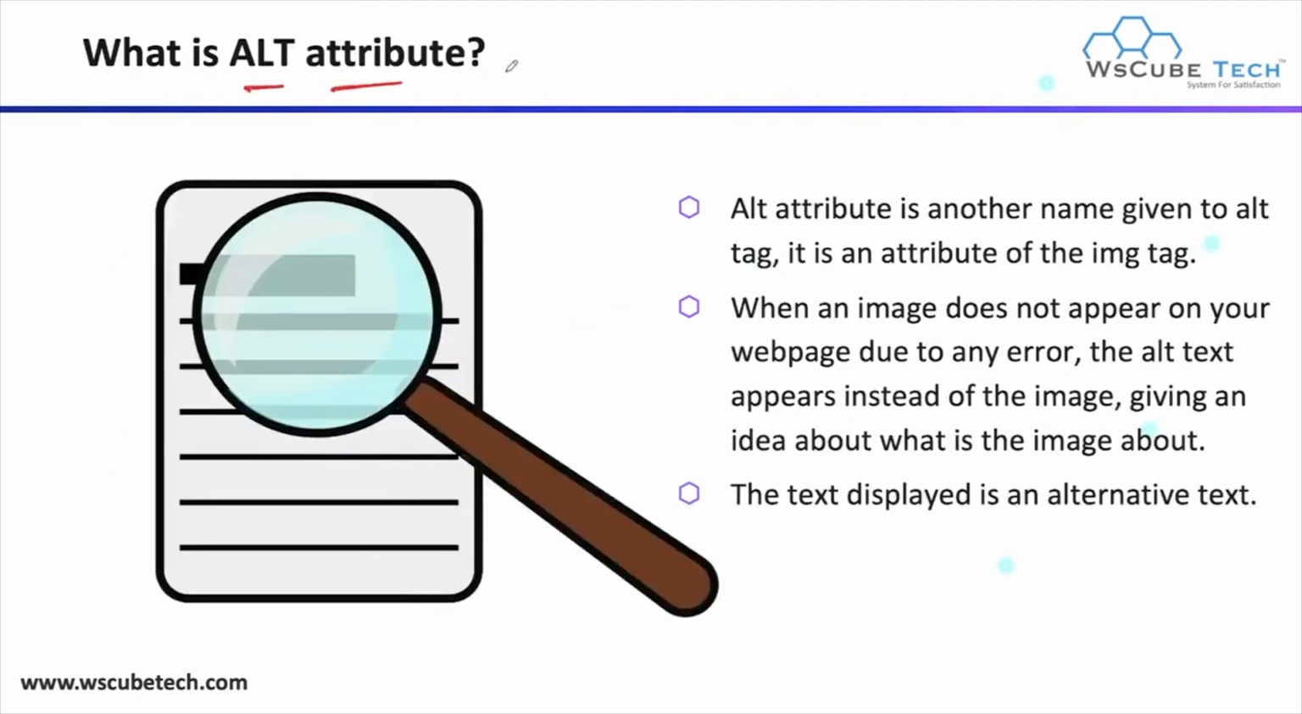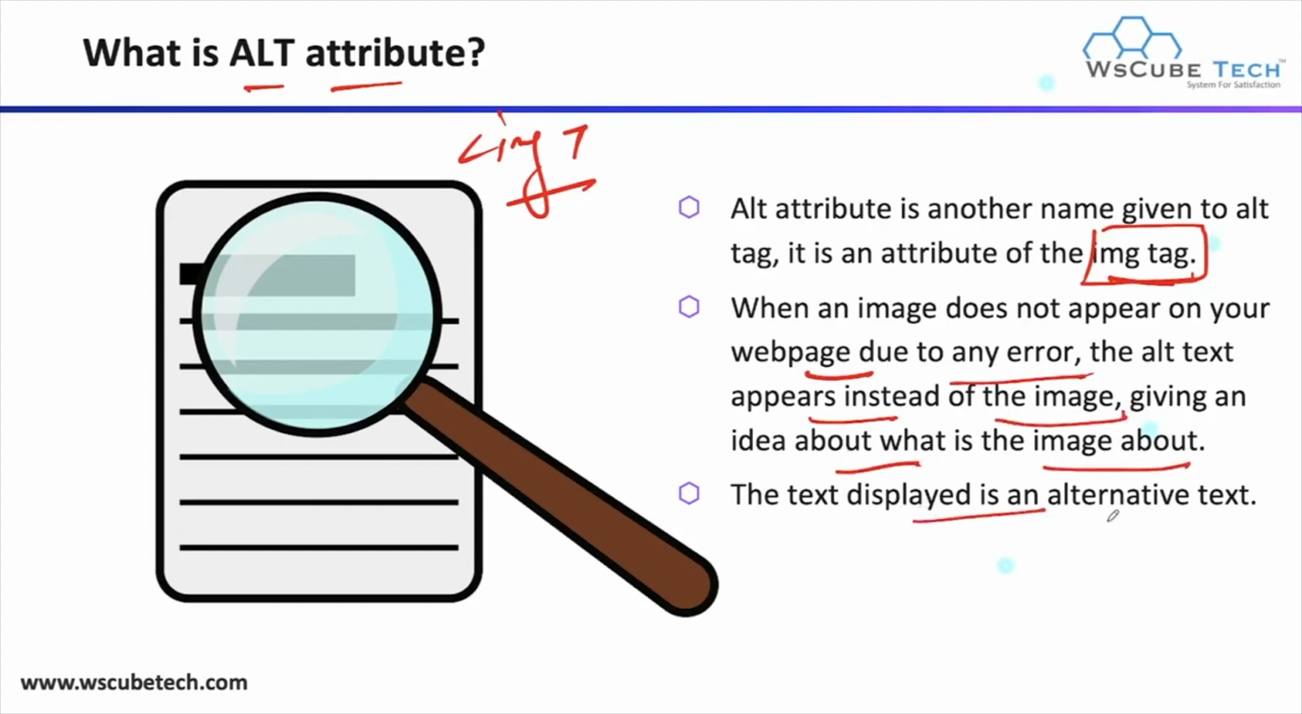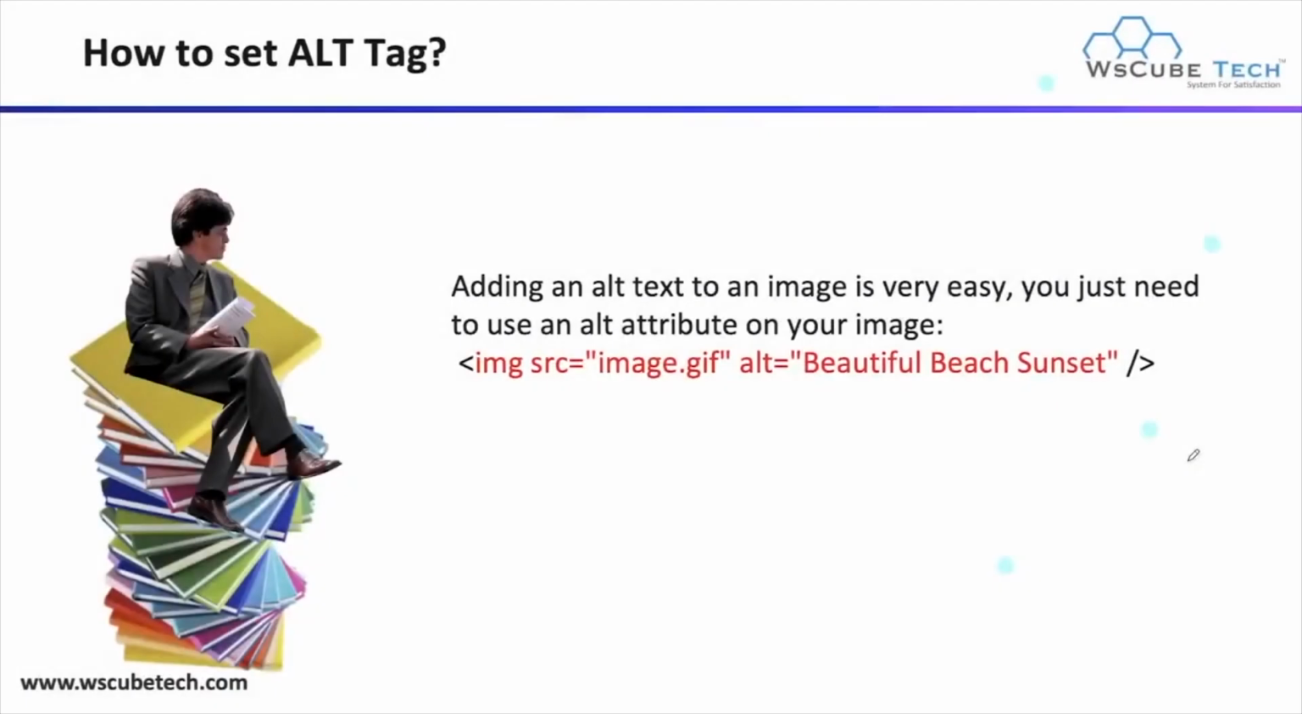Now, what is this alt attribute? This is another name given to the alt tag, and it is an attribute of the img tag. What is this img tag? We can use the img tag to add any image to your web page. When an image does not appear on your web page due to any error, the alt text appears instead of your image, giving you an idea about what that image is about. And the text displayed is your alternative text here.